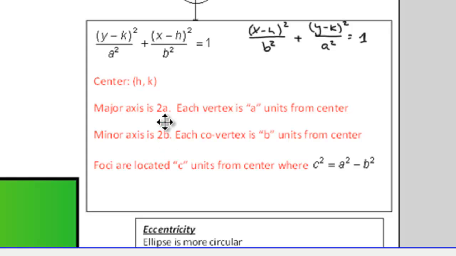Now notice that the length of the major and the minor axis is always 2 times a or 2 times b. Vertices are located a units from the center, and each co-vertex is located b units from the center. Foci are labeled as c, and the way to find them is c squared equals a squared minus b squared. An easy way to remember that is it's always opposite of the symbol that you're using to identify the conic section.